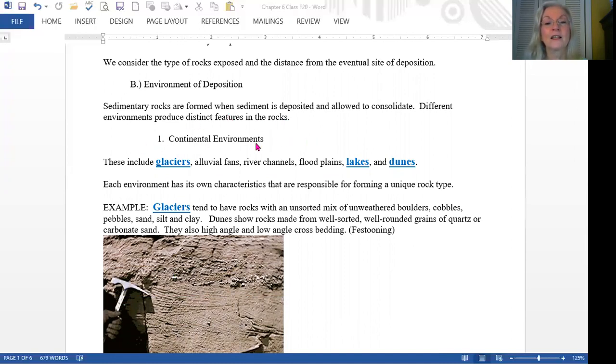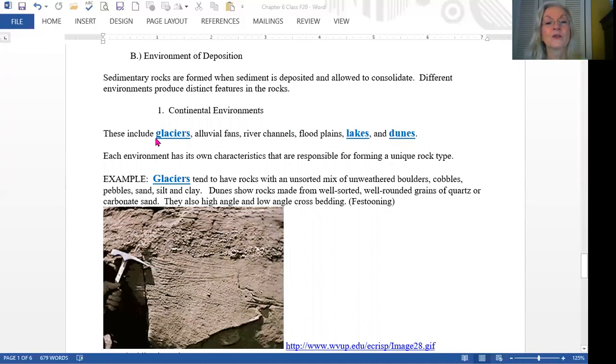If you're in a continental environment, so a sort of landlocked one, the sorts of influences you'll see will be glaciers. Alluvial fans are fan-shaped deposits that a river will dump when it comes down from the mountains and hits a flat area. River channels will also count as these environments. So will the floodplains on either side of the river, lakes, and dunes, like in the desert, can also count as these depositional environments. And they each produce unique types of rocks.